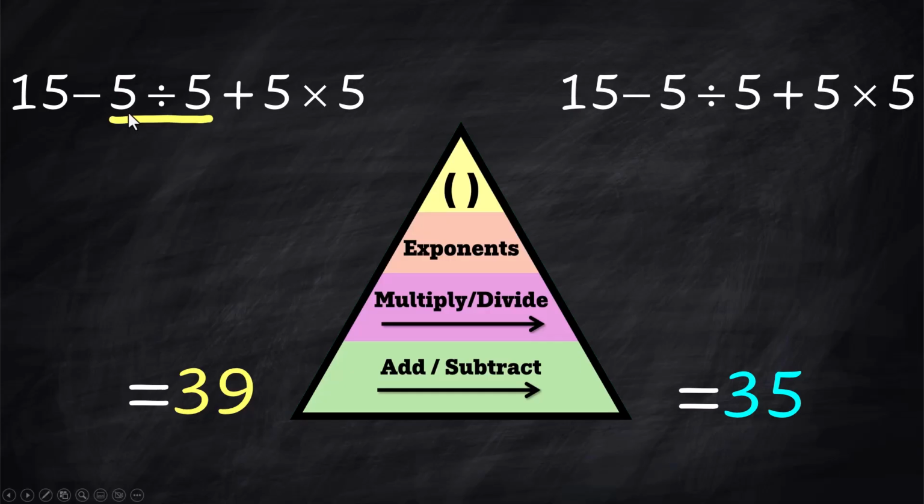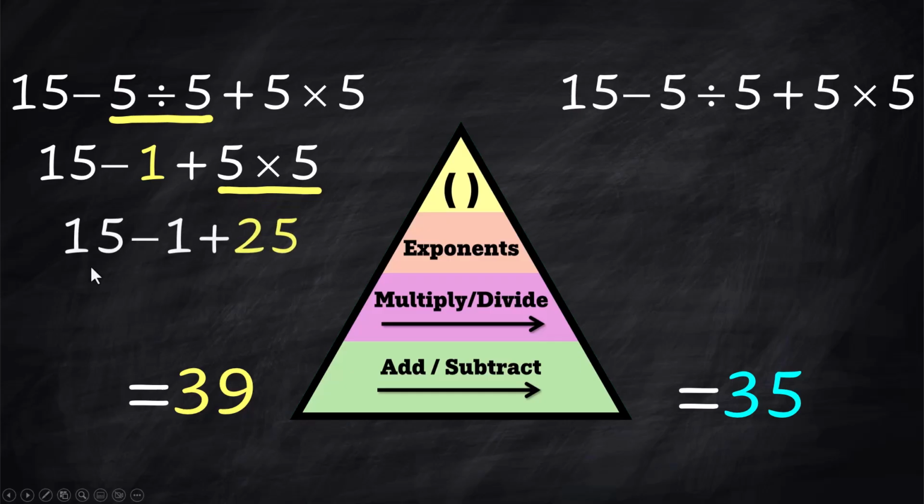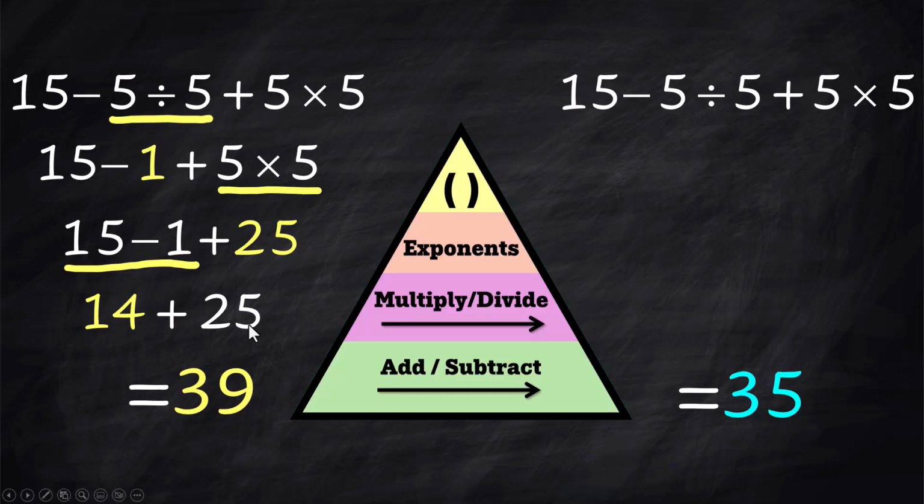All right, so how did this person get 39? They started with the 5 divided by 5. That gets you 15 minus 1 plus 5 times 5. Then they did the 5 times 5. We have 15 minus 1 plus 25. 15 minus 1 is 14 plus 25, and that's how you get the 39.